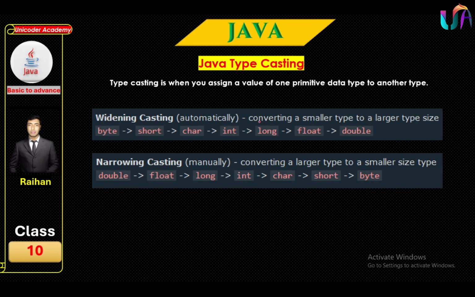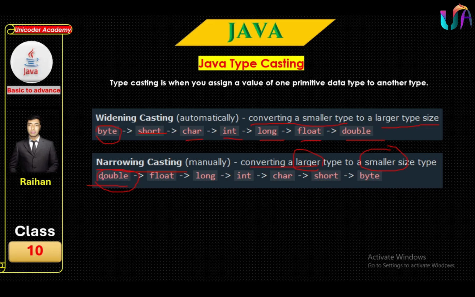Widening casting converts a smaller type to a larger type, and narrowing casting converts a larger type to a smaller one. Here, byte is smaller than short, short is smaller than char, char is smaller than int, int is smaller than long, long is smaller than float, and float is smaller than double. So narrowing casting works from larger to smaller.